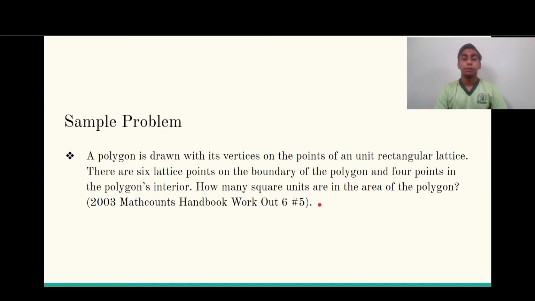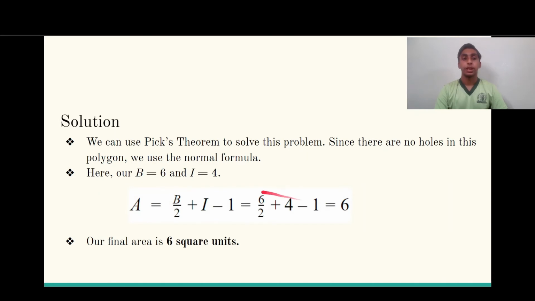Okay, so hopefully you paused the video and tried to solve this one. Let's go over the answer. So we can use Pick's Theorem to solve this problem, right? There are no holes in this polygon, so Pick's Theorem works perfectly fine. So our formula is A, so area, is equal to B over 2 plus I minus 1. Here, our B is equal to 6 and our I is equal to 4.